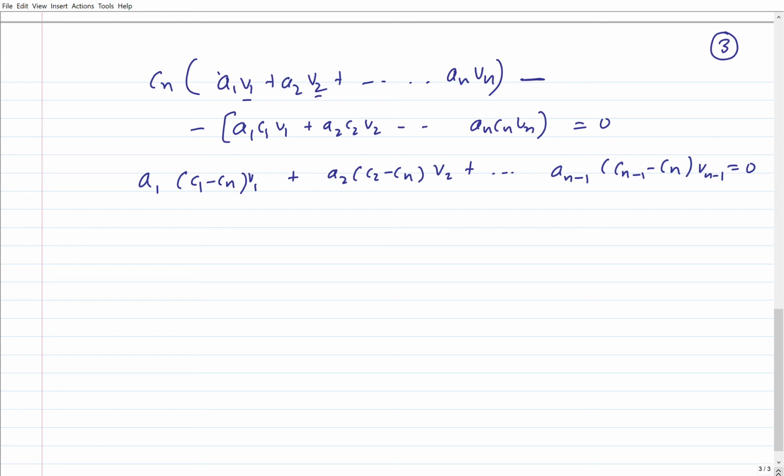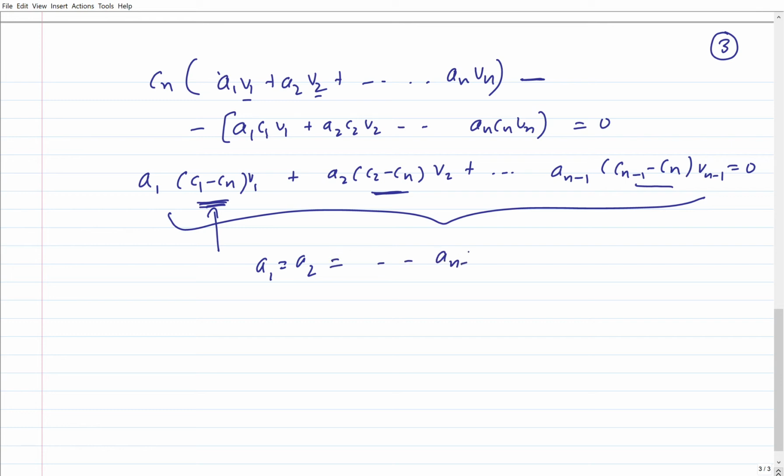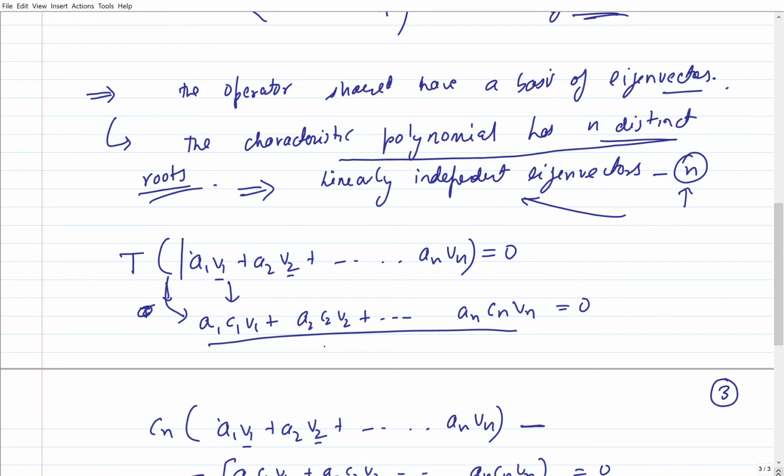So what does that mean? If I apply the induction on n minus 1, I assume that these guys are linearly independent. So this implies, and I know that the eigenvalues are distinct, the roots of the characteristic polynomial, that the eigenvalues are distinct. So I get a1 equals a2 equals ... an minus 1 equals 0. So I'm left with a trivial relation: an cn equals 0, which implies an is also equal to 0. So the expression I was examining has all the coefficients a1, a2 till an equal to 0. So these vectors are indeed linearly independent.